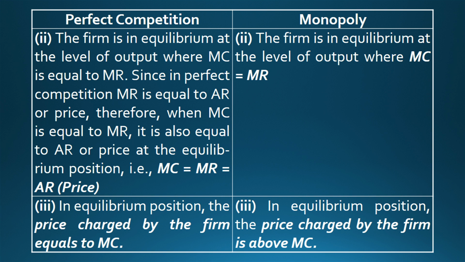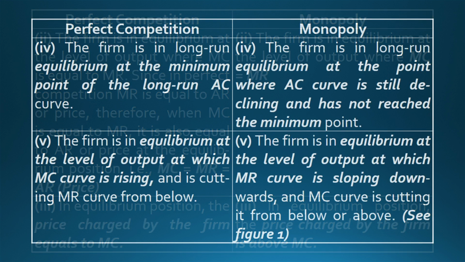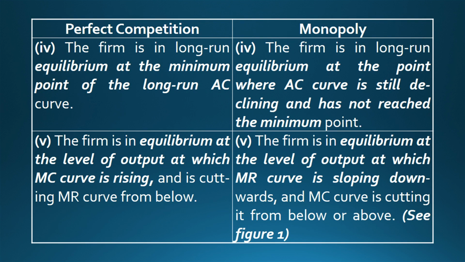3. Under perfect competition, in equilibrium position, the price charged by the firm equals MC. Under monopoly, in equilibrium position, the price charged by the firm is above MC. 4. Under perfect competition, the firm is in long-run equilibrium at the minimum point of the long-run AC curve. Under monopoly, the firm is in long-run equilibrium at the point where the AC curve is still declining and has not reached the minimum point.